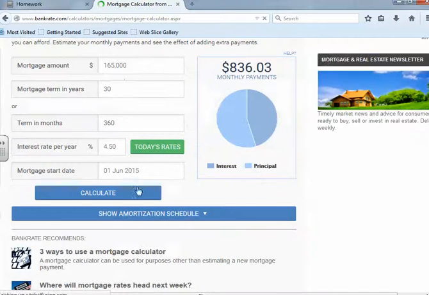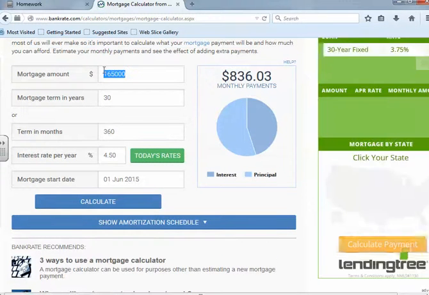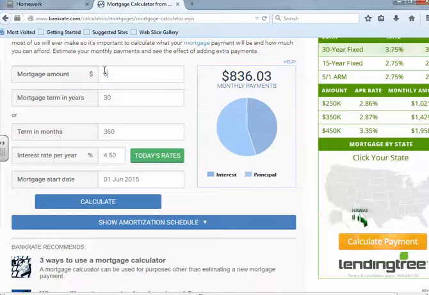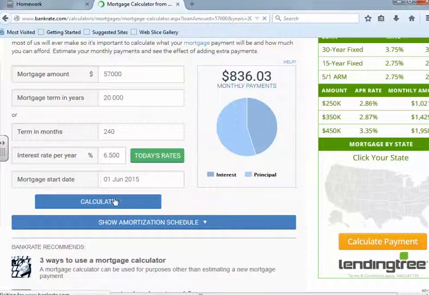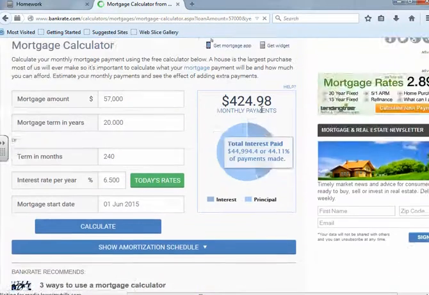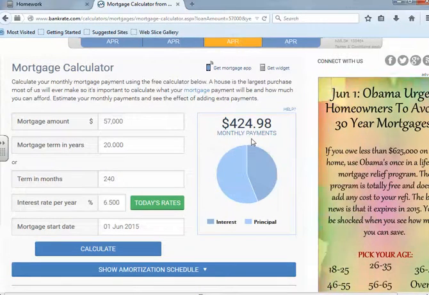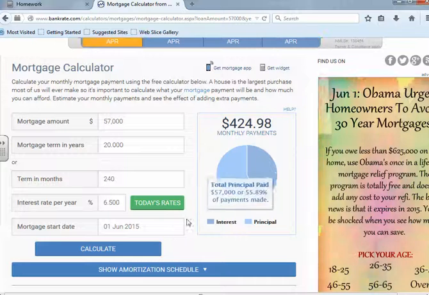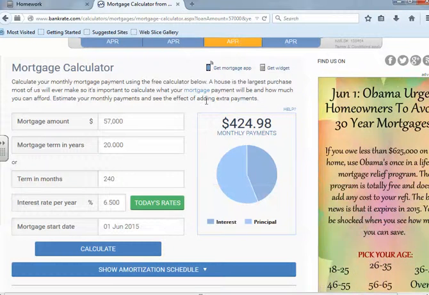You need to put in the amount of the mortgage, which in this case is $57,000. Remember, we subtracted the down payment, which was $3,000. We're doing the 20-year first, and it automatically puts the correct number of months, and the rate is 6.5. So put in 6.5 as a percent, click on calculate, and the monthly payment appears right to the right: $424.98.